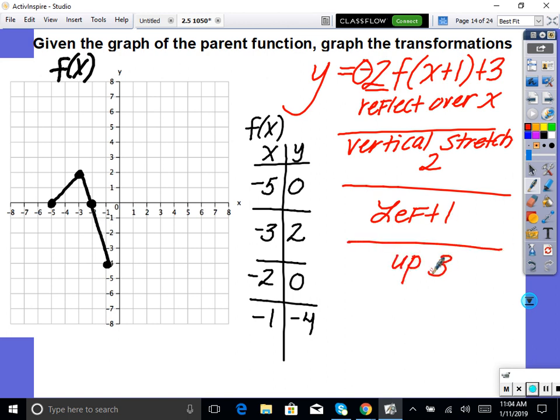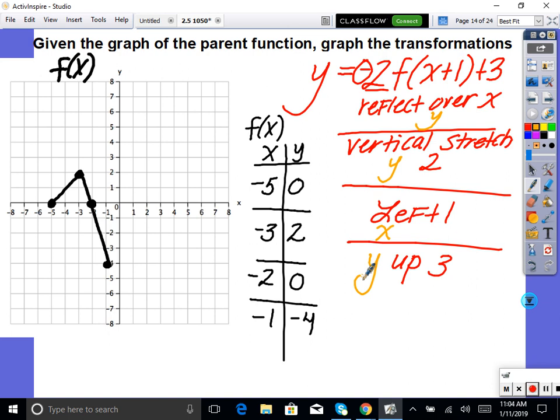Now let's determine which values it's going to affect. Reflection over x affects your y values. Do you agree? Vertical stretches affect your y values, left 1 will affect your x's, and up 3 will affect your y's. Now look, there's 3 things that are happening. They're all affecting y's. Order matters.